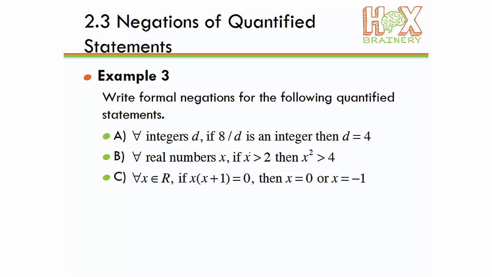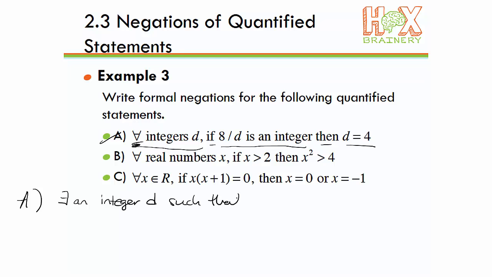Example 3, write formal negations for the following quantified statements. For part A, we have: for all integers d, if 8 divided by d is an integer, then d equals 4. The first thing we're going to do to negate it is to change over the quantifier. So we're going to say there exists an integer d such that.